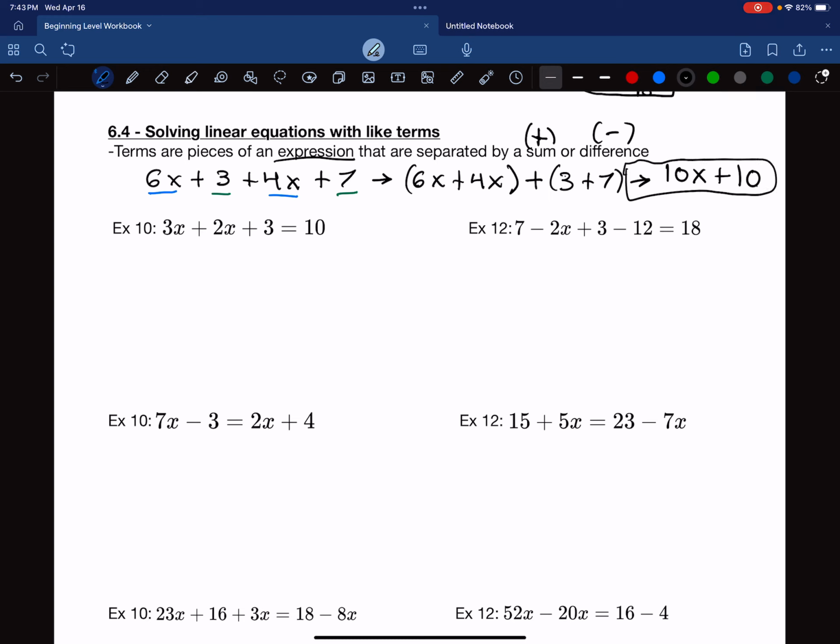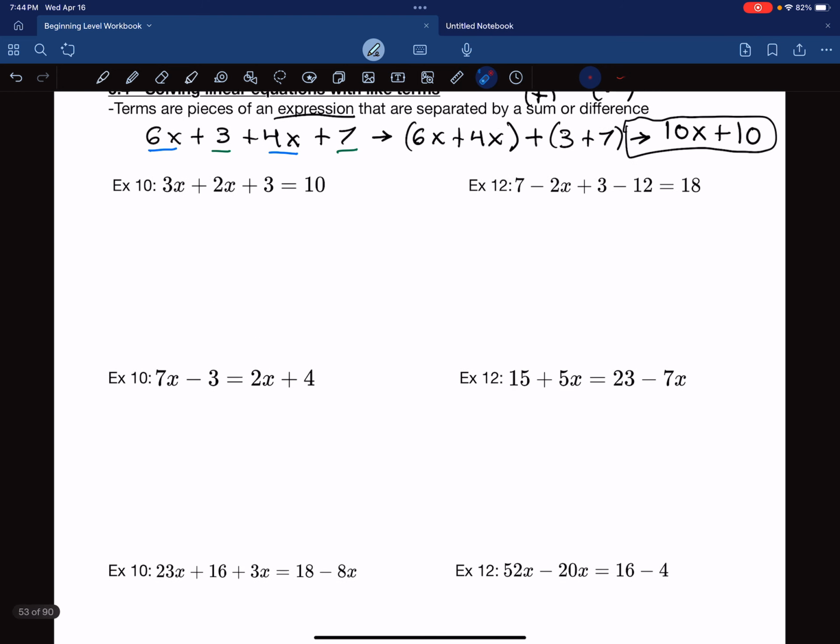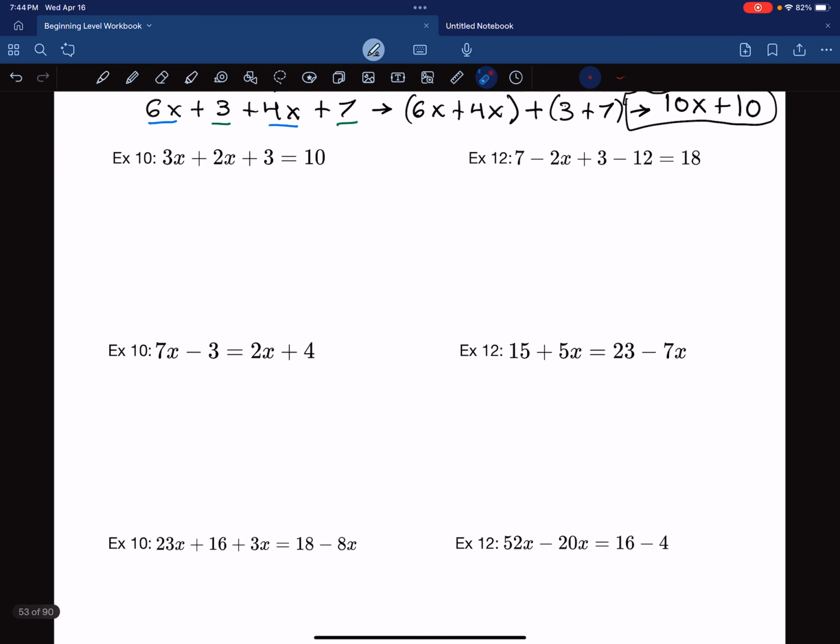This is as much as we can combine, because, as I said, this 10x cannot be combined with this 10. And we've already been dealing with that, so that should come intuitively to us. But with that being said, now that we understand what like terms are, let's begin to apply that to solve some linear equations when we have multiple terms.